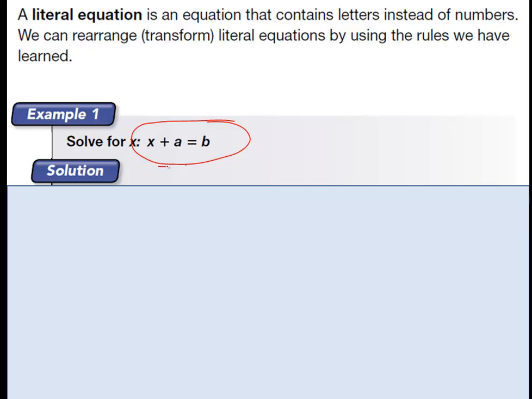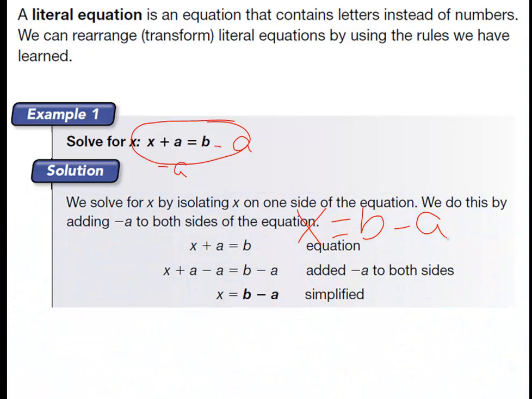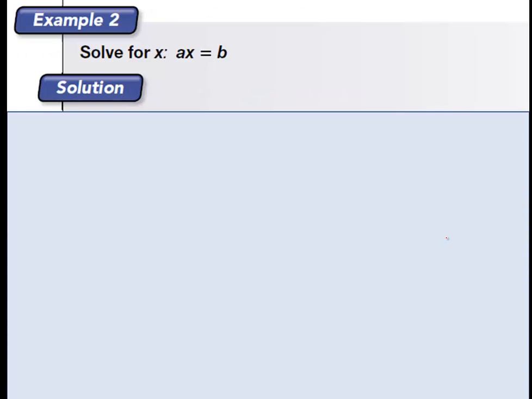We're going to subtract a from each side. So we end up with x equals b minus a. That's it. You're done. You can't solve it any more than that because there's no numbers to plug in there. So that is the solution. X equals b minus a. Okay, let's look at another one.